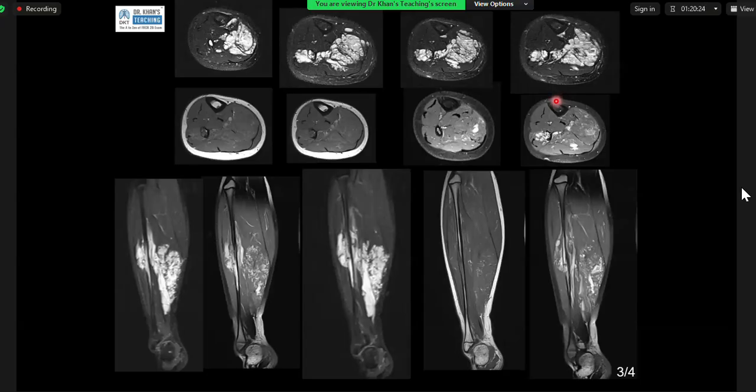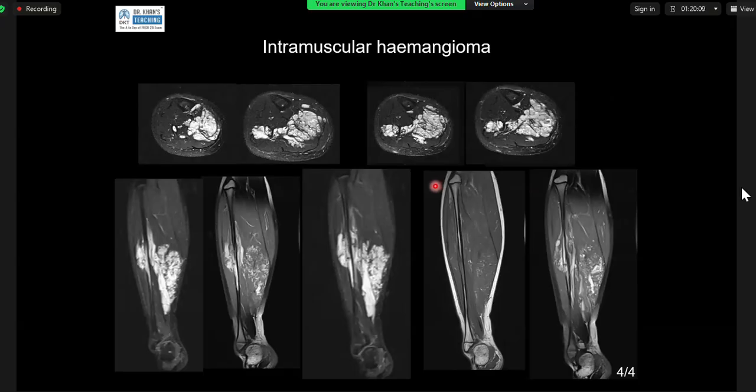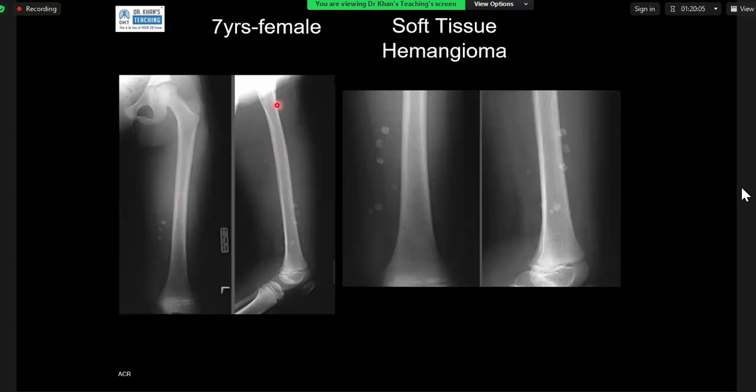Phleboliths are also seen in a completely different context, in varix of the orbit. You have to ask for that to be able to pick it up and things like that. So phleboliths, don't be afraid of asking for a plain film. This is another one, a 7-year-old with a soft tissue hemangioma.